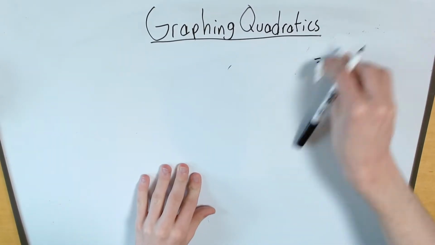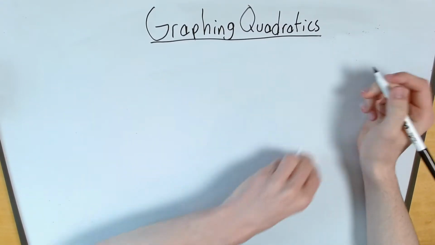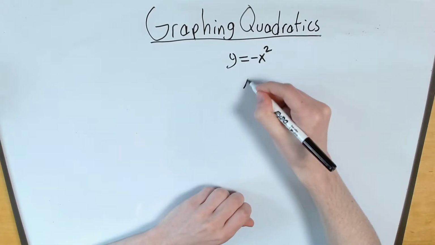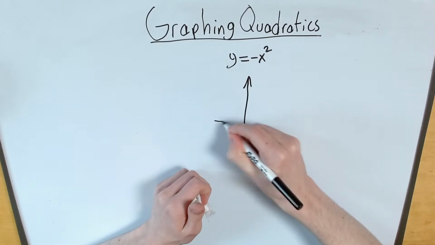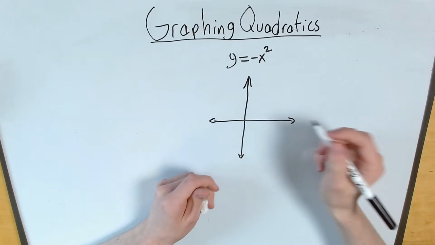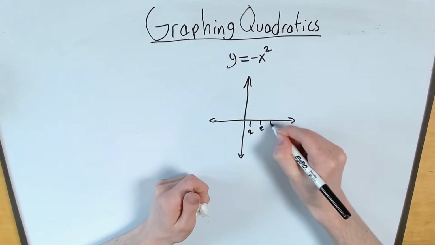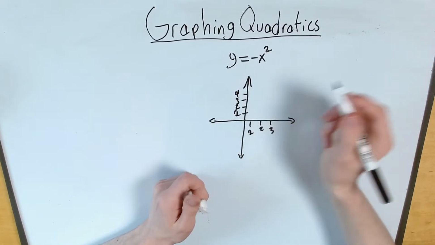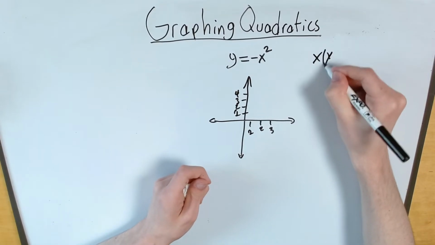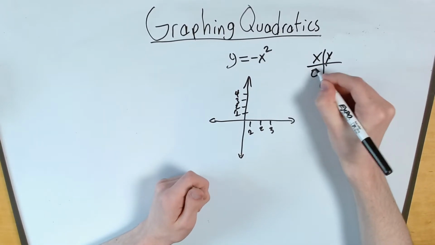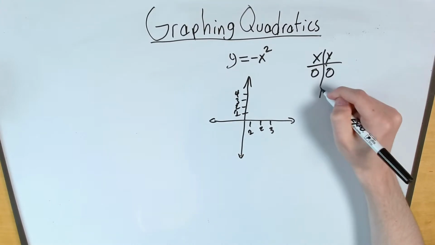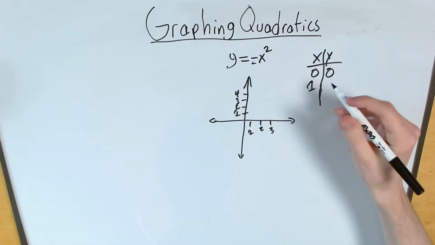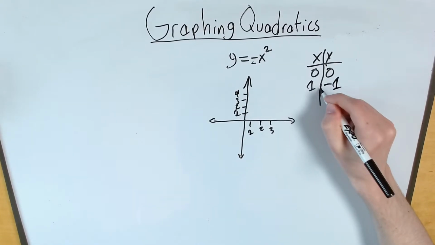For example, if we had something like y equals negative x squared, how's that going to change? I'll use my table of values, just to make things nice and easy. I plug in 0, 0 times 0, that's 0. Plug in 1, 1 times 1, that's 1, times this negative sign, it means that my y is actually going to be negative 1.